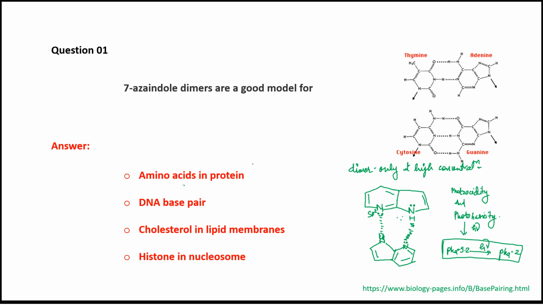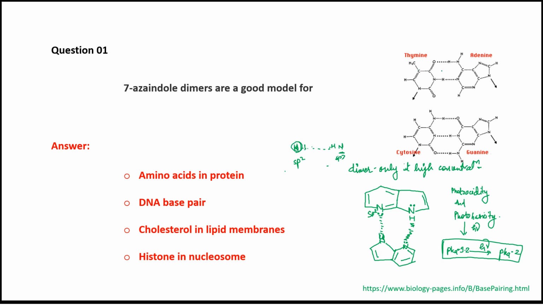Now they have told how this model is related to something. Suppose you talk about amino acids, so amino acids have a CONH bond. Then there is the cholesterol in the lipid membranes or the histone in the nucleosome. Basically, what we can see here is there is one N which is bonded to H, and the second N here is sp3 hybridized, and in this case it is the sp2 hybridized one. Due to the difference in electronegativity, this hydrogen becomes hydrogen bonded to this pyridine-like nitrogen which has a lone pair that is outside.